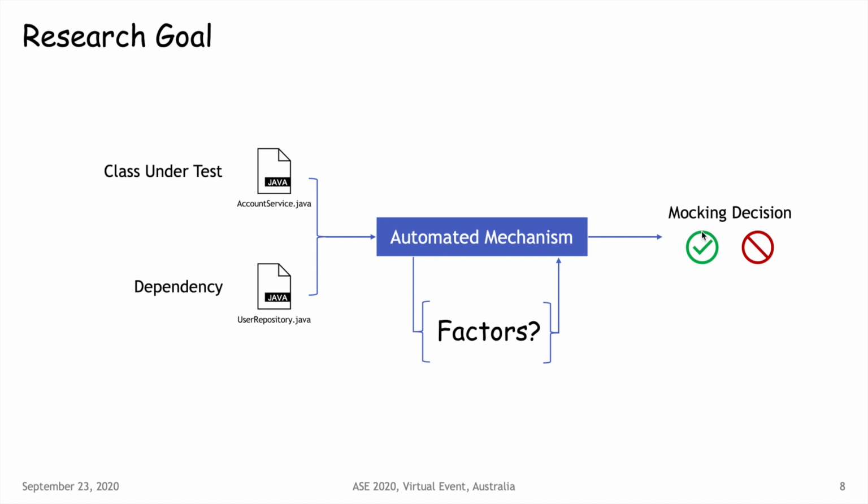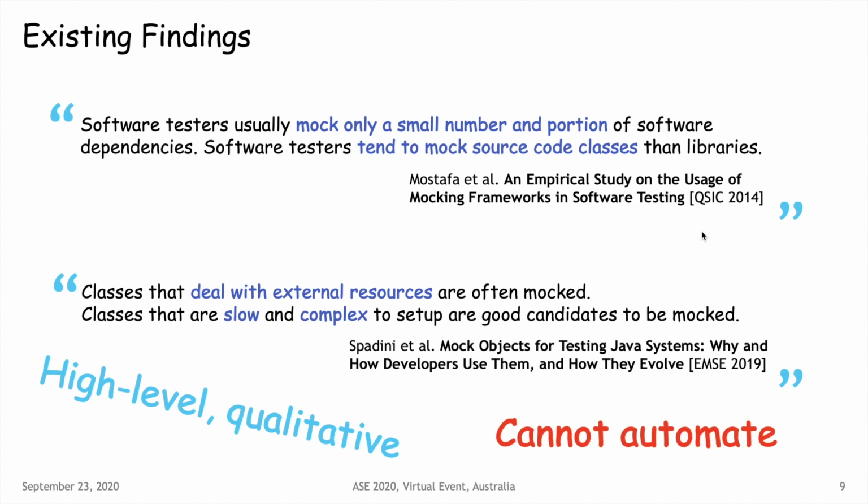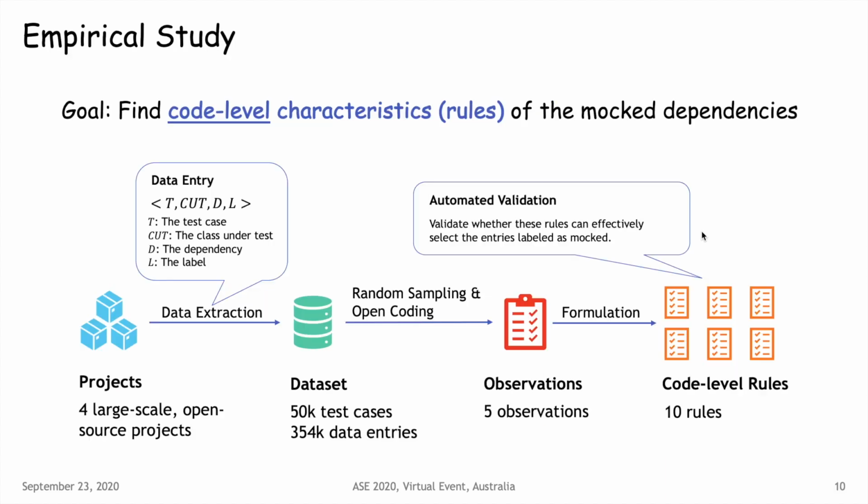To find such factors, we first check the existing work. Here are some representatives of existing findings. Although they reflect the mocking practice adopted by developers, they are high-level and qualitative, which cannot be used by automatic code analysis techniques. As such, we conducted an empirical study to find the code-level characteristics of the mocked dependencies. With such characteristics, we can extract them automatically from the code and recommend mocking decisions accordingly.